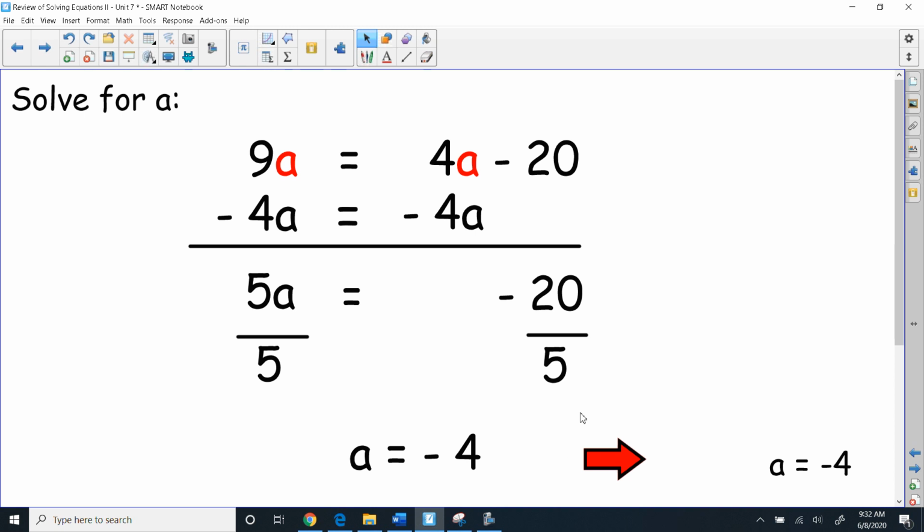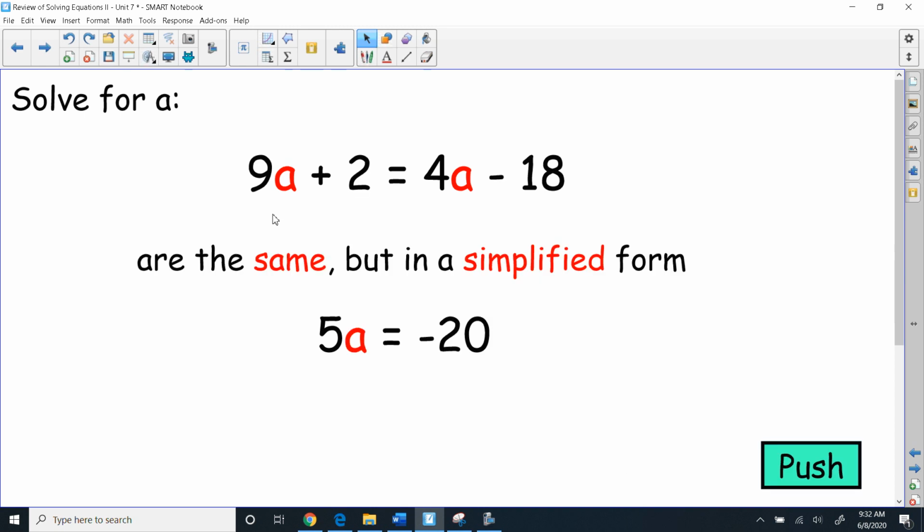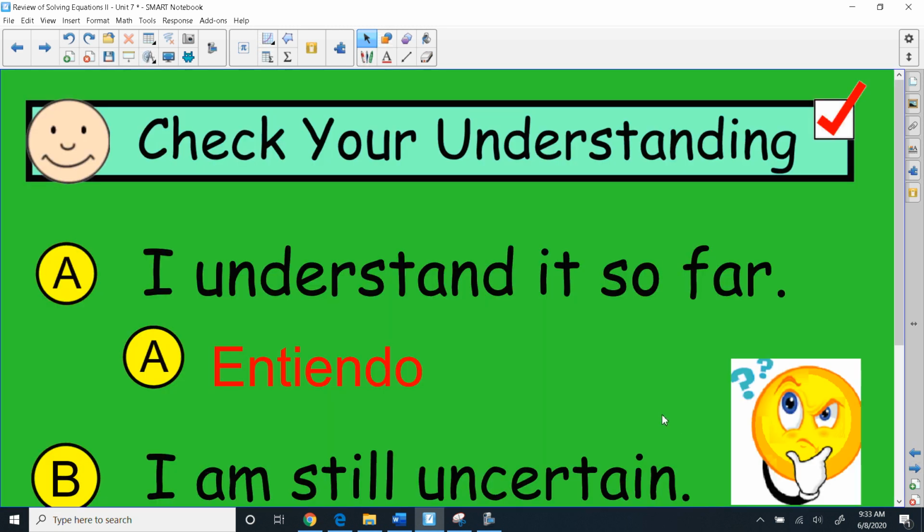So I want you to notice that what we started with, 9a plus 2 equals 4a minus 18, simplified down to 5a equals negative 20. So that was really the same type of question, but in simpler form, because we're bringing the terms to the correct side by using the additive inverse property. So a is equal to negative 4. So that was solving equations with variables on both sides.